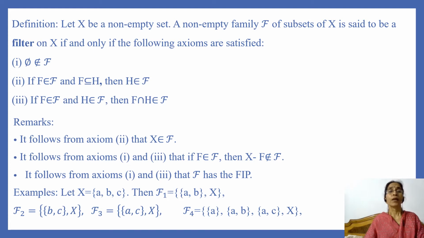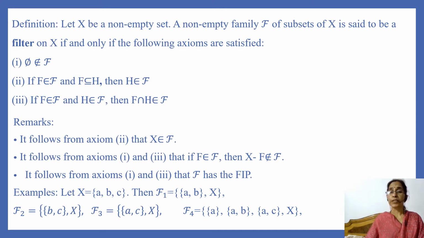The second remark follows from axioms 1 and 3: if F belongs to F, then its complement doesn't belong to F. Why? From the third axiom, if F belongs to F and its complement is also in F, then their intersection, that is phi, belongs to F, which contradicts axiom 1. And so this is not possible. That is, if F belongs to F, then its complement, F complement, doesn't belong to F.